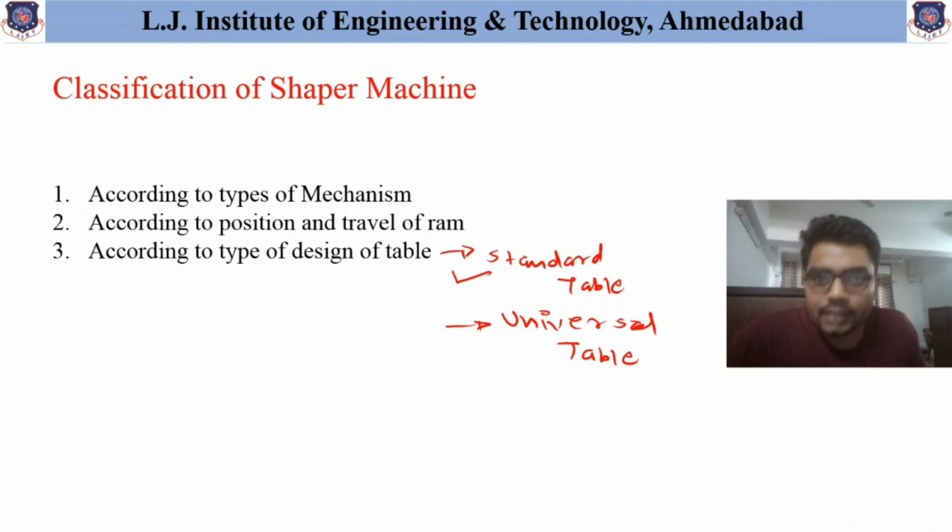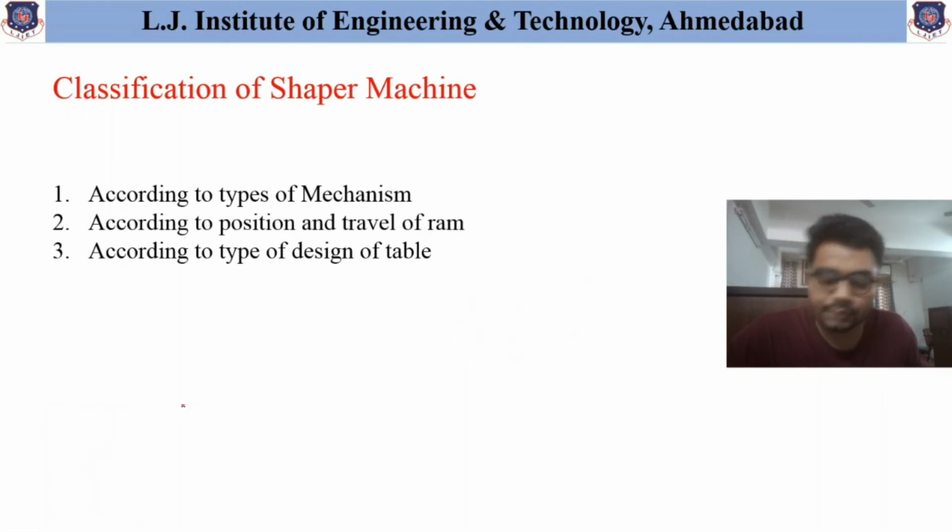But in addition to this, if this table can be given rotary movement also, then that type of table is called the universal table. That means if the table can be swiveled about the z axis, then that table is called the universal table. So this is another classification of the shaper machine.